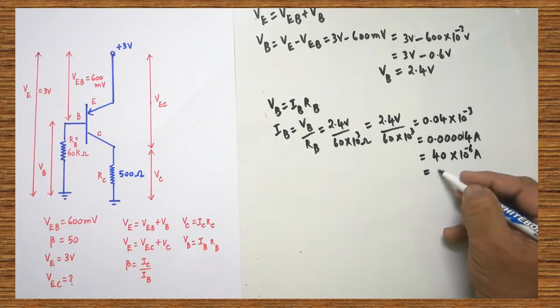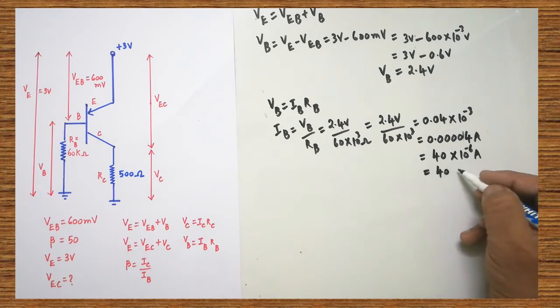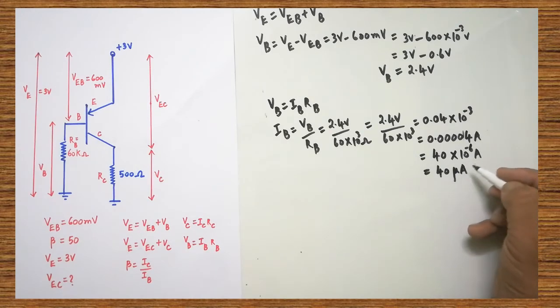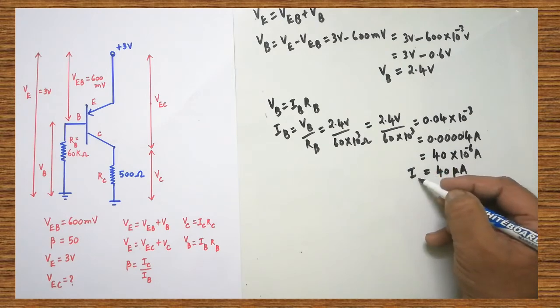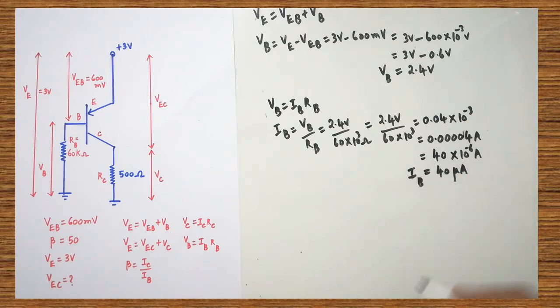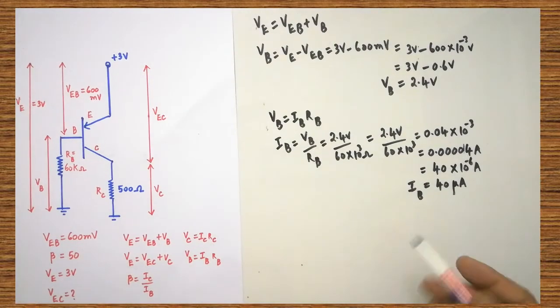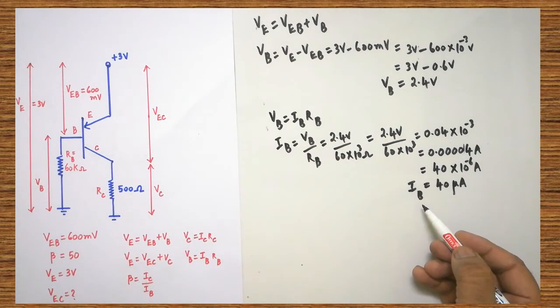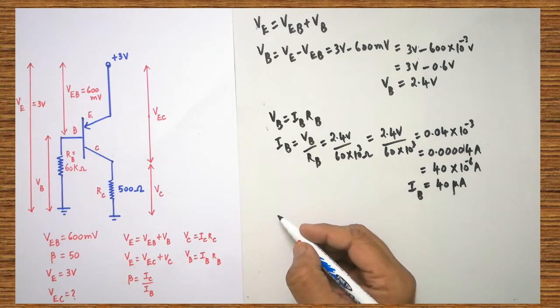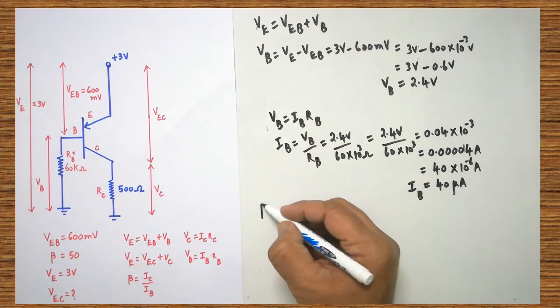So after simplification, 10 to the power of minus 6 can be replaced by micro. So microampere. This is the value of IB. Here we have calculated IB. IB is equal to 40 microampere. The next step is we have to find out beta.